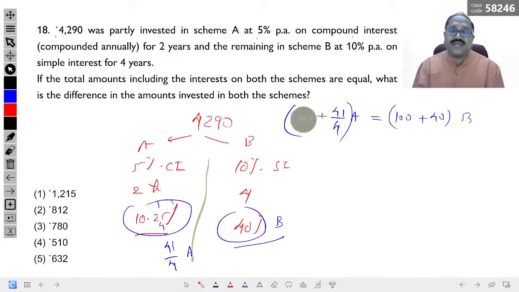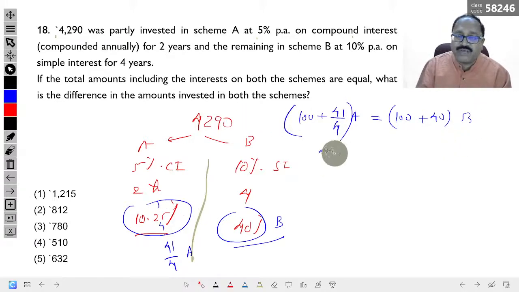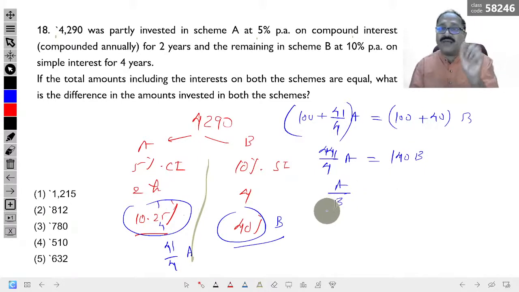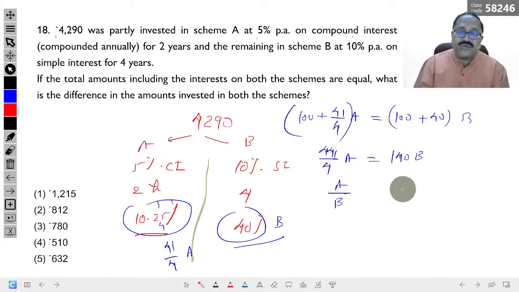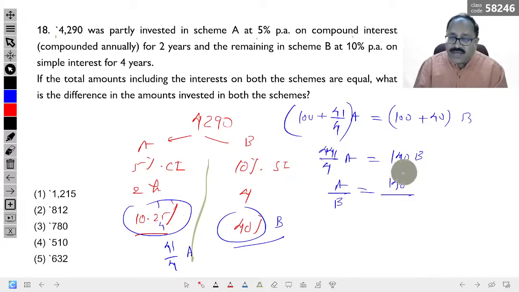So now you are understanding that this is 441% by 4 of A is equal to 140 of B. What is A by B? A is the principal of A and B is the principal of B. So what is A by B? A by B is 140 by 441 into 4, and that comes 14 4 is 56. So let's write it directly, 560.